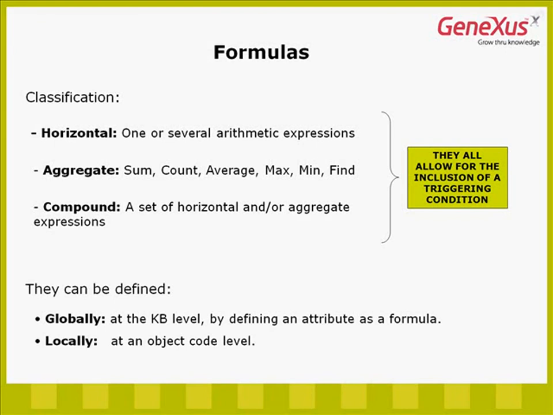Formulas can be defined globally, which means that they are defined at the knowledge base level, or they can be defined locally, at an object's code level. When an attribute is defined as a formula, it will not be stored in the database. It will be a virtual attribute. The value of this attribute will be calculated each time an object that contains this attribute is called. As a result of this, the displayed value will always be up to date.